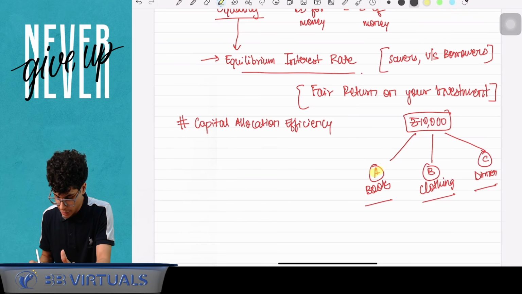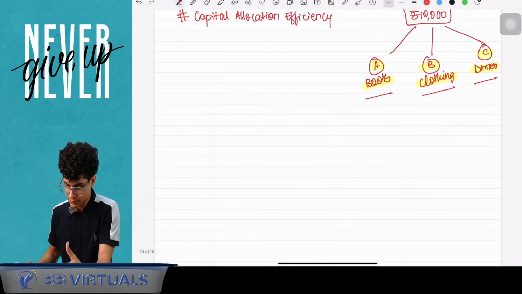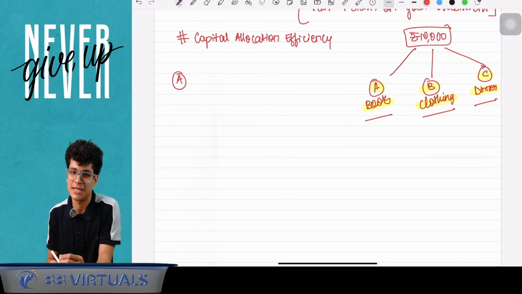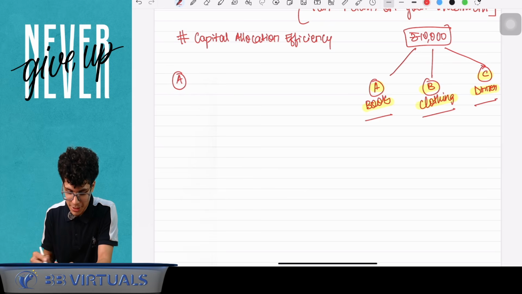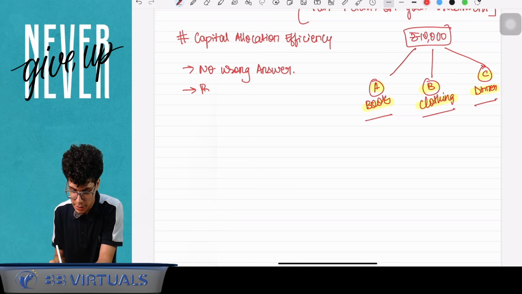You can either go for point A, that is you go and buy books. Point B, you go and buy some fancy clothes for yourself. Or point C, wherein you go for a lavish dinner with your friends and family. अगर आपका आंसर A था, you are very academically inclined, very good. But इसमें there is no prioritization. मतलब there is no wrong answer. It is only prioritization that is important.